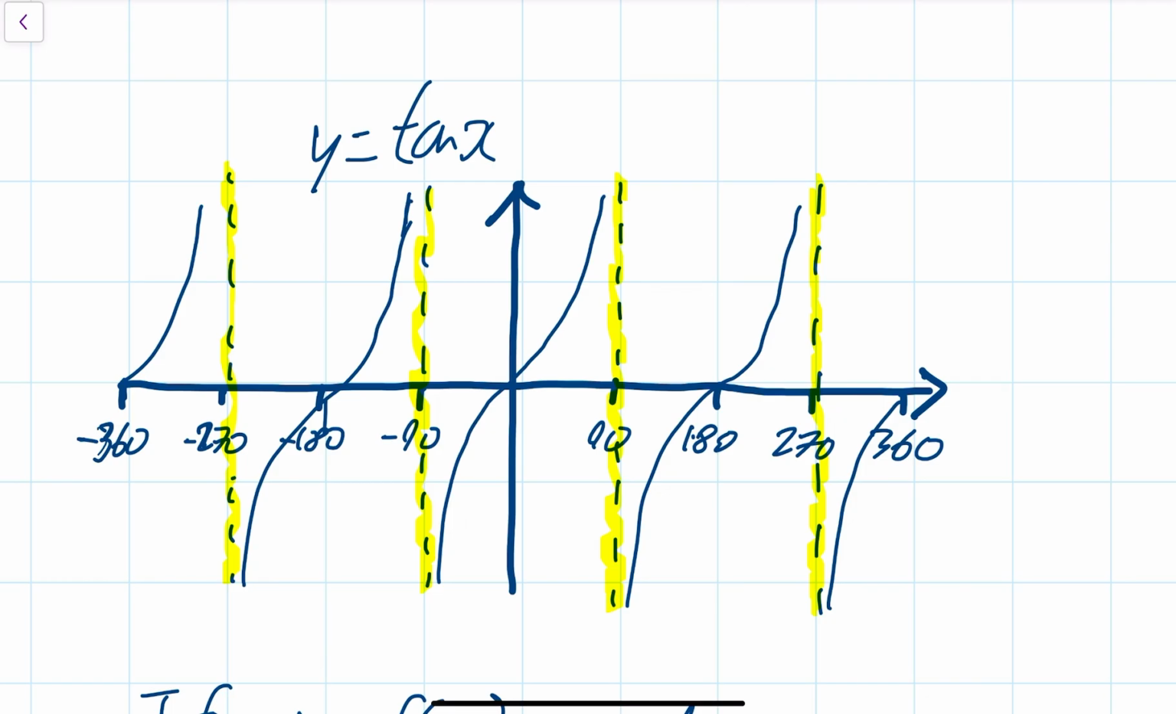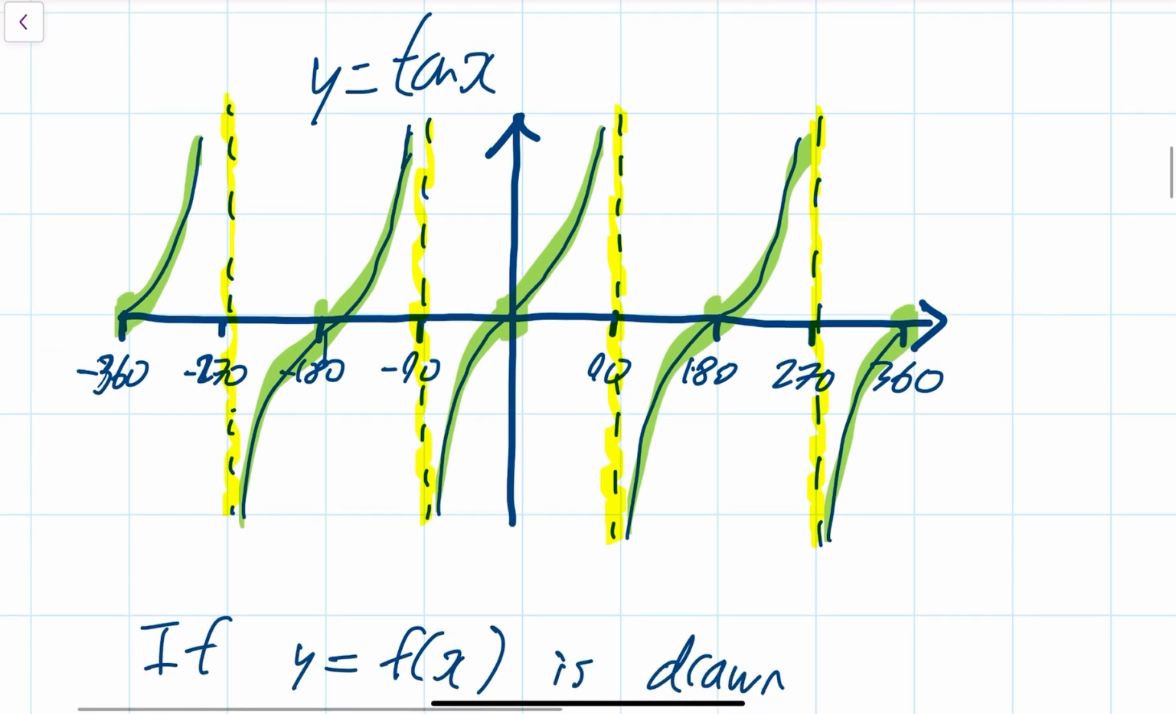An asymptote is a line which the graph gets infinitely close to, but will never actually touch. And notice as well, the graph shoots up to infinity, so it doesn't just go to 1 and minus 1, and that's how your graph looks. So it's at 0 at 0, at 180 it's back at 0, at 360 it's back at 0, and at minus 180 it's back at 0, and then it has that sort of shape, and it just repeats itself every 180 degrees. So you just got to learn how to draw it.